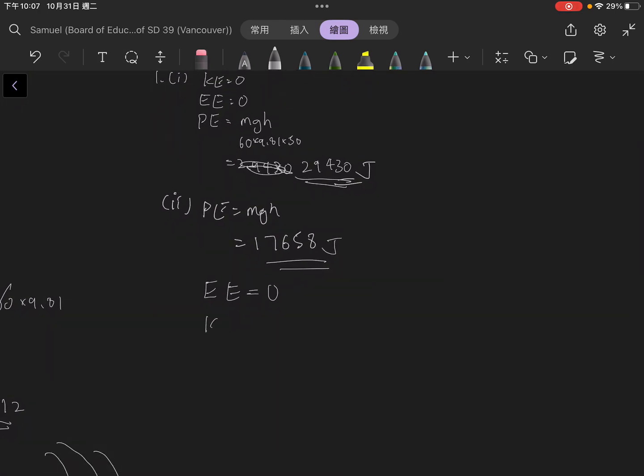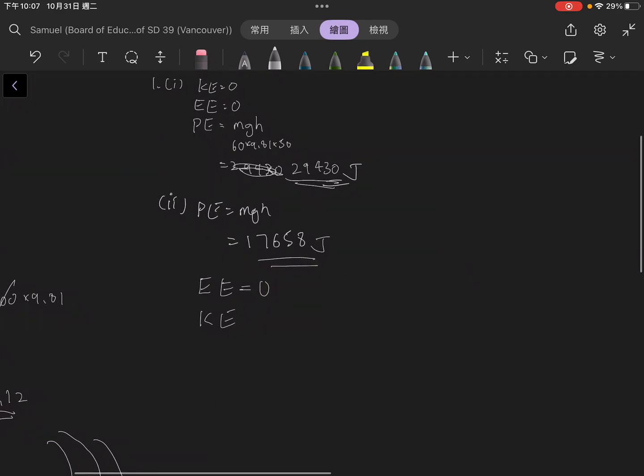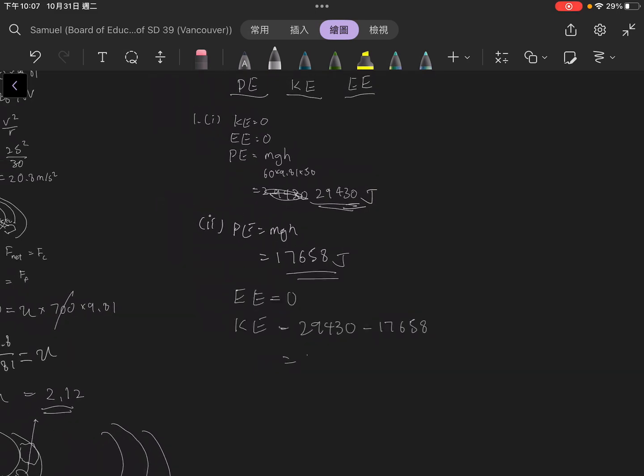And at last, KE. We cannot calculate it by velocity. I mean, we technically can, but that would be annoying. What we can do is use the total energy. Since it's conserved, we just subtract the potential energy of 17,658 from the total energy. This will be the remaining energy, which will be our KE, and that will be 11,772 joules.